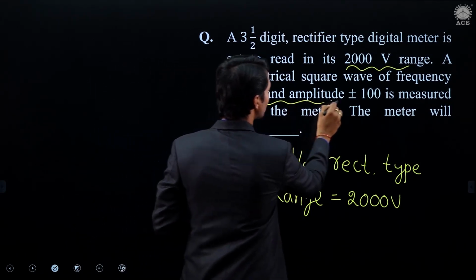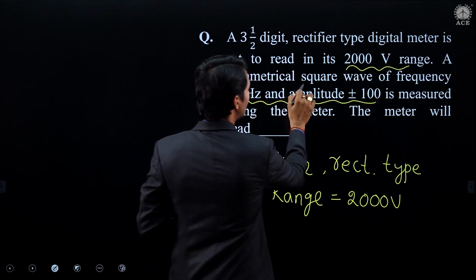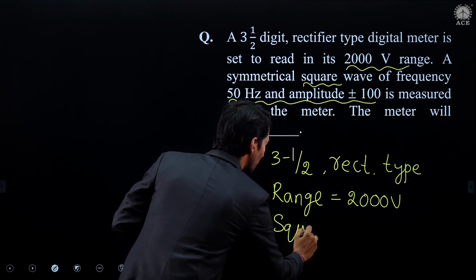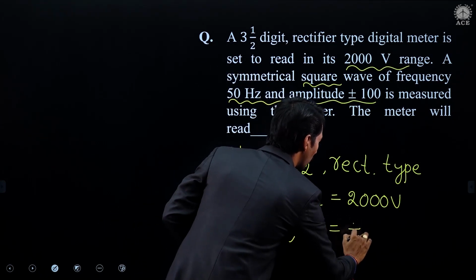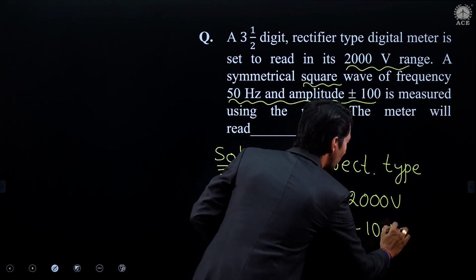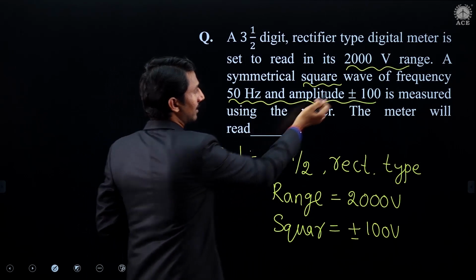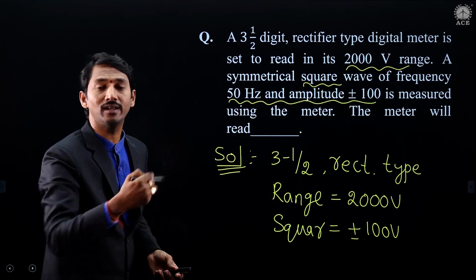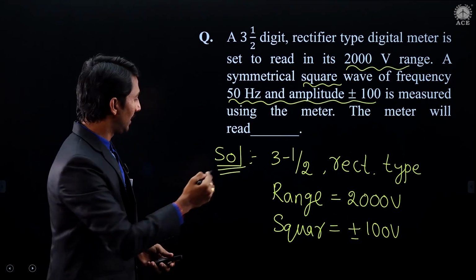Frequency 50 Hz and amplitude plus or minus 100. Which wave? Square wave. So the square wave has amplitude plus or minus 100 volt at 50 hertz supply. Then the corresponding meter, which meter? The 3.5 digit as well as rectifier type meter reads which value? That's the point. Let us see.